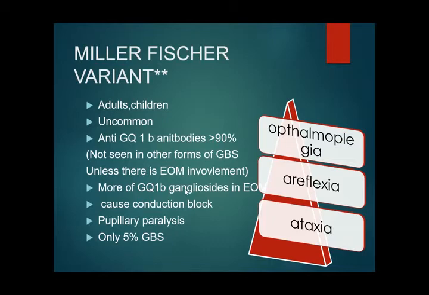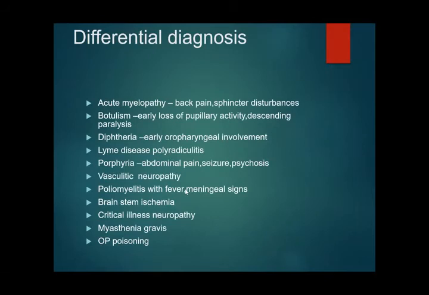Regarding the differential diagnosis, there is a long list. First of all, acute myelopathy has to be differentiated, which I have discussed in my region localization. They can present with backache, dominant sphincter disturbances, and sensory levels, and you can get upper motor neuron signs in that, like an extensor plantar. Botulism has early loss of pupillary activity, and the paralysis is descending. It starts from the extraocular muscles, then dysphagia develops, then upper limb weakness, and then it progresses toward limb weakness. It's the opposite of GBS.